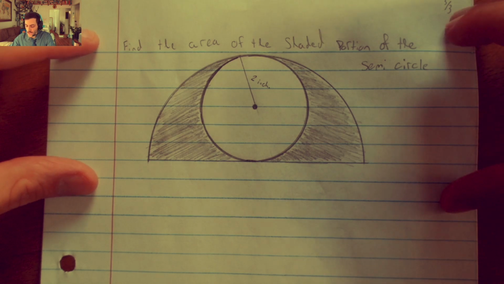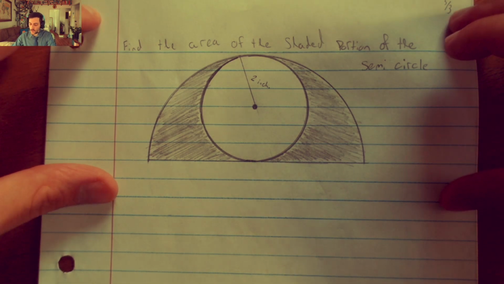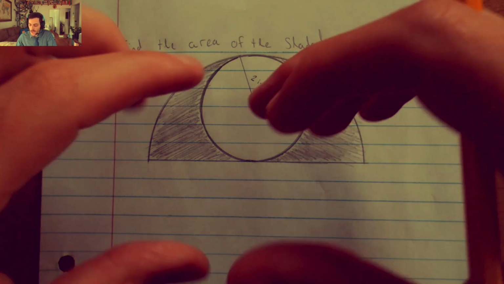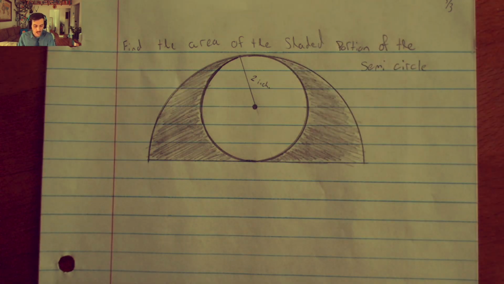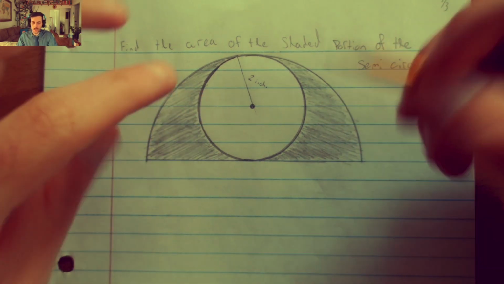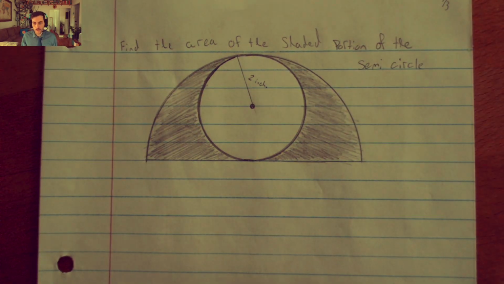Oftentimes with questions formatted in this way, you'll see it say like someone's making a garden and they have a box garden or a circular garden. They need to fill a certain amount of soil and such and such object takes away from that space. So what is our remainder?